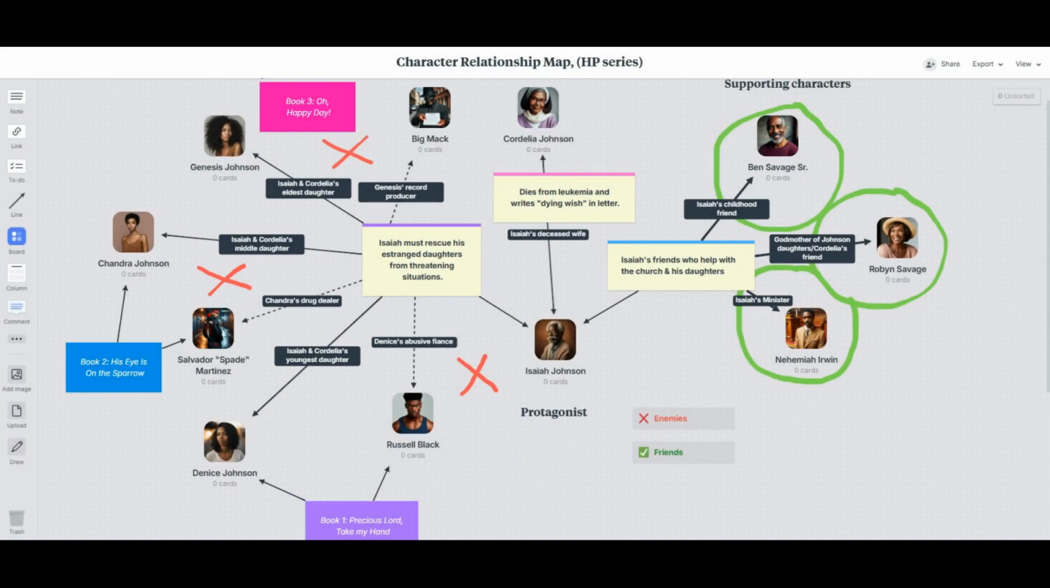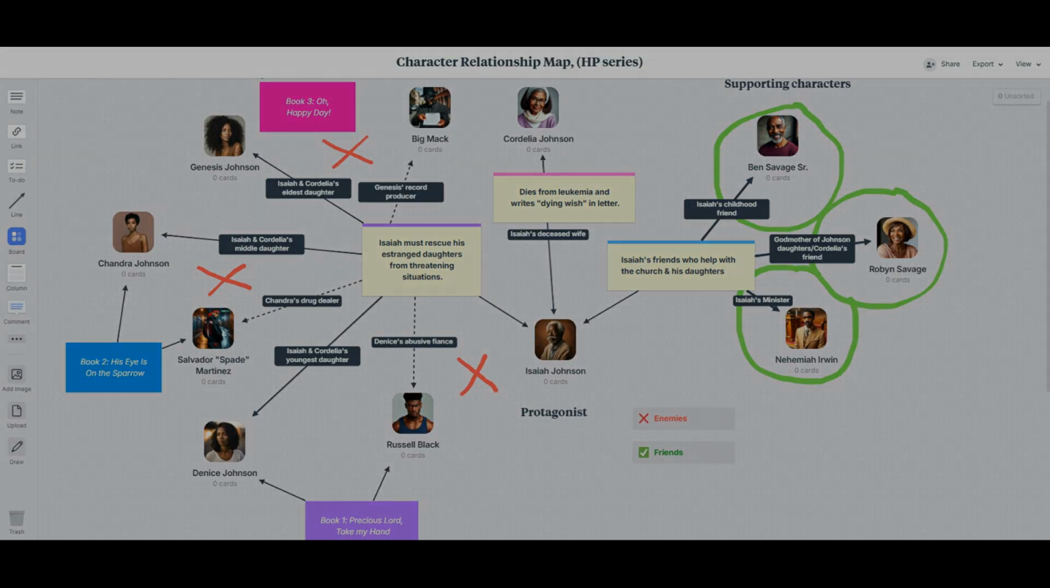Here is a map I made in Milanote of my protagonist Isaiah Johnson and the primary or lead characters and some of the supporting characters of my Holiday Praise series. One clever approach specifically for a work or business relationship dynamic that writers could do is to create a business structure diagram labeling which character is the CEO, the CFO, and so forth, for example.